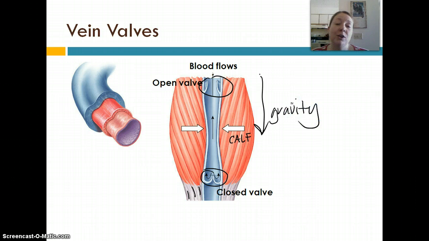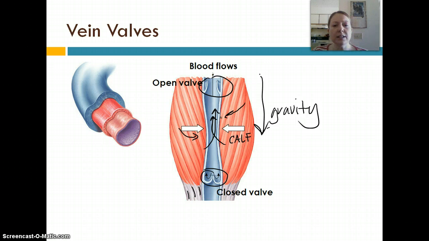So if you want blood to go against gravity, you have to have those valves so that blood doesn't flow and start to pool in your legs and your feet. And in fact, even the motion of walking and the movement of those muscles help to push on the blood to keep it going in the right direction in addition to the valves. So that's one pretty unique feature of veins that are not present in arteries.